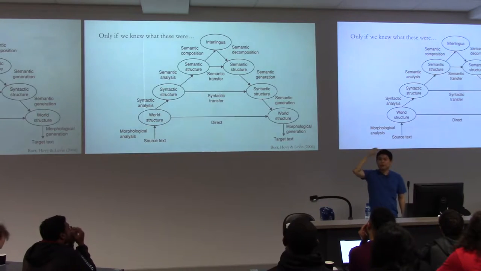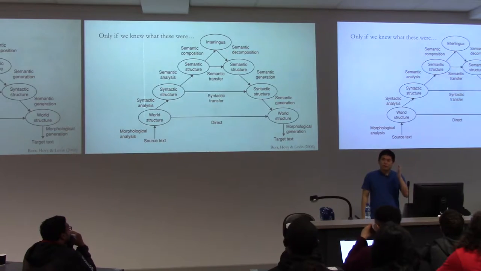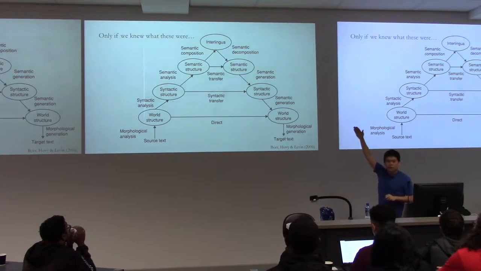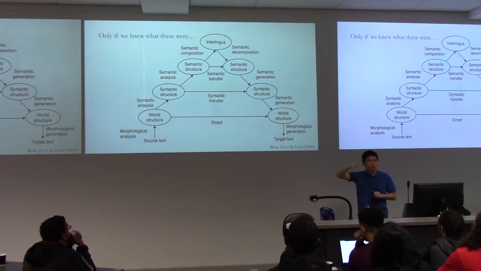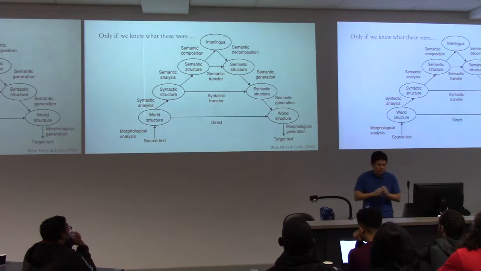So you go to some meaning representation that has absolutely nothing to do with your source language, but only preserves the meaning. And then from there on, you're going to come down one step at a time, so you're going to put some semantics, you're going to put some syntax, you're going to put the words, and then you're going to do some morphological inflection to get the actual target text.